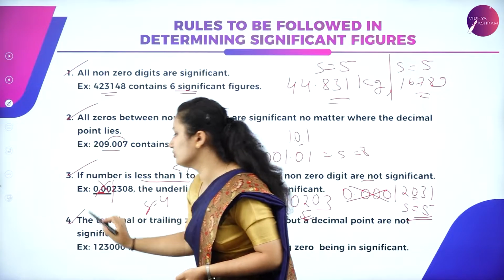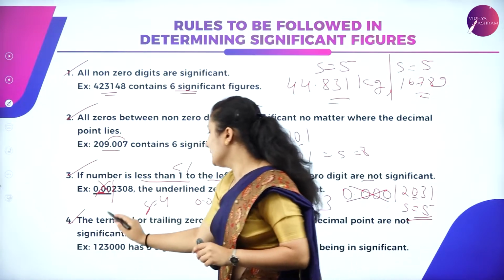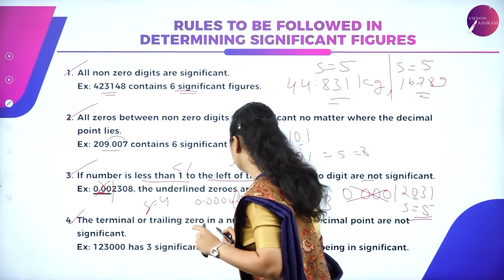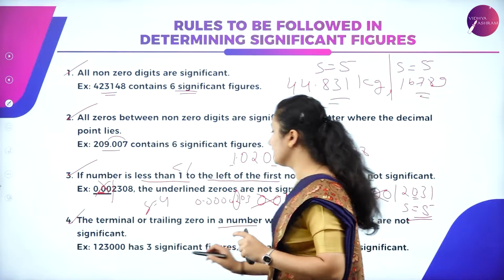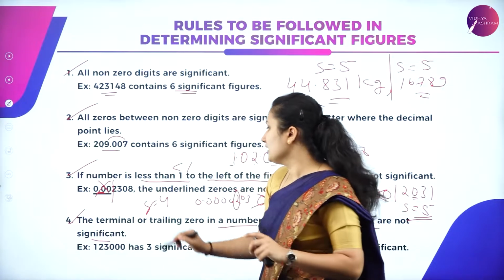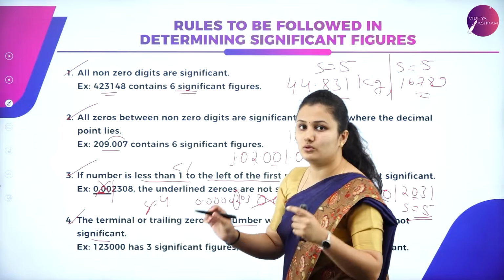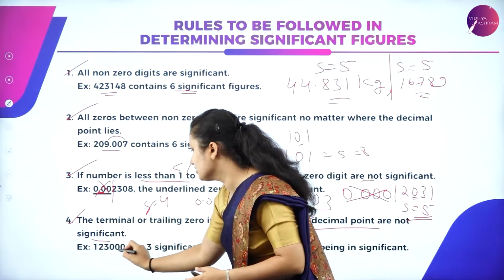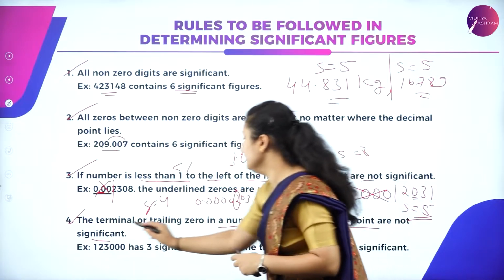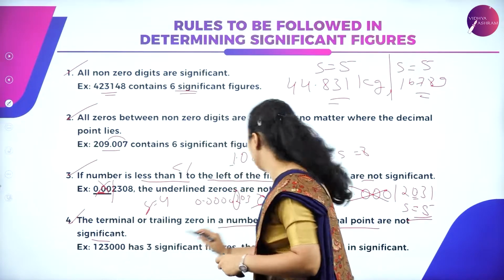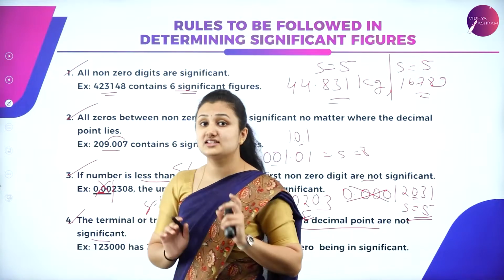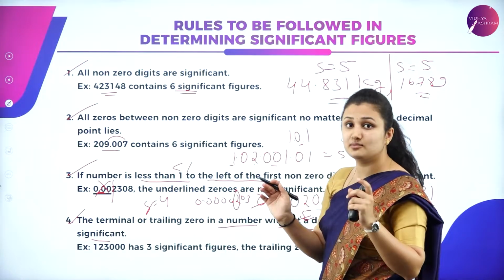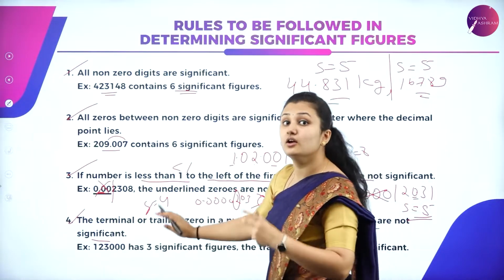So, next, the fourth rule. What is the fourth rule? The terminal or trailing zeros in a number without a decimal point are not significant. What is a terminal zero? Trailing or terminal zeros. Zeros in a number without a decimal point are not significant. So, you can see the significance of the decimal point here. My decimal point has some significance in rule 4.